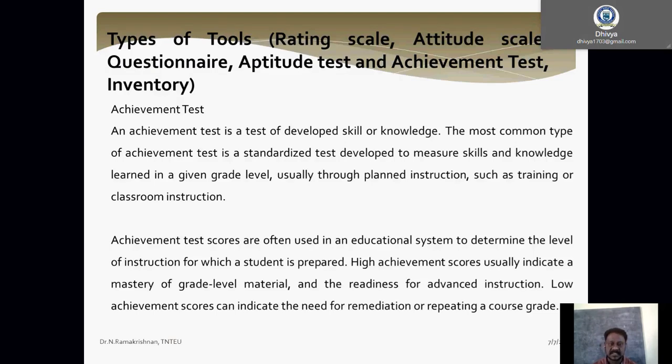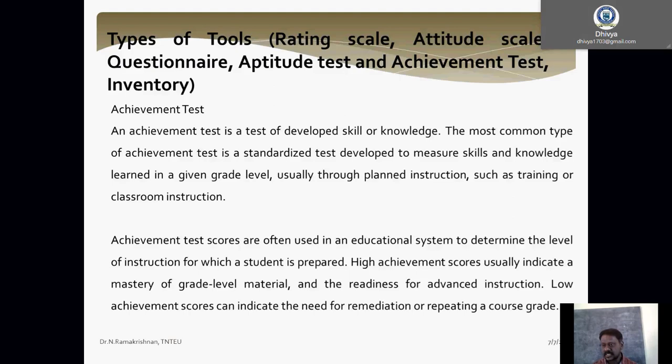That is an achievement test. Even a computer can give some instruction in the interactive mode. Also, you can have some instruction, and after that, you can have a test. That test is known as an achievement test. The most common type of achievement test is a standardized test developed to measure skills and knowledge learned in a given grade level, usually through planned instruction such as training or classroom instruction.